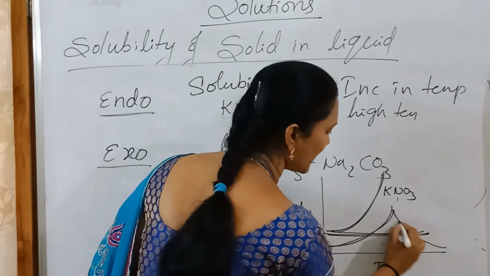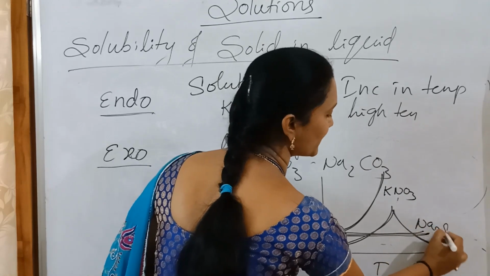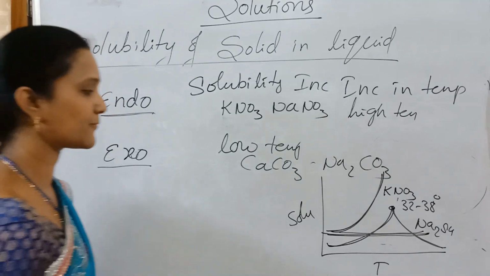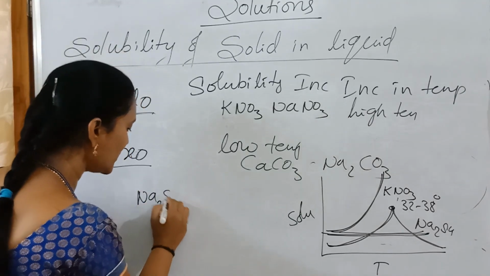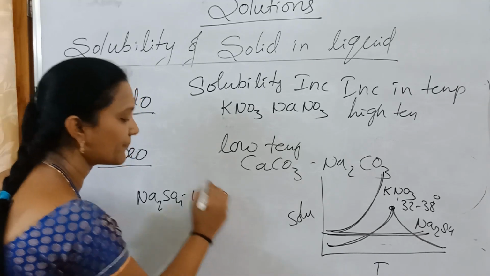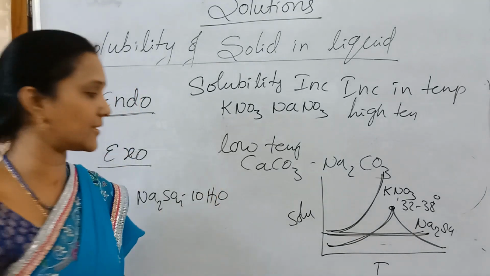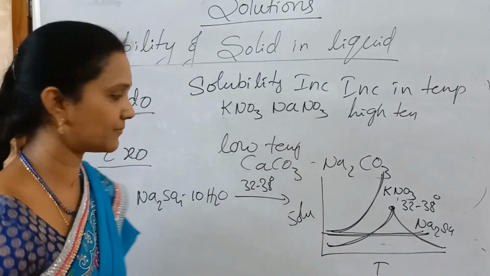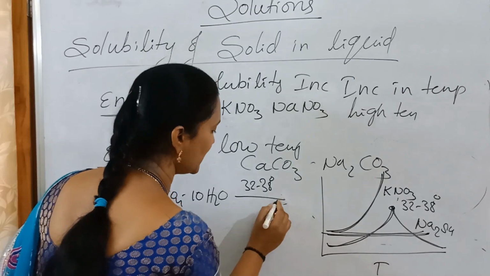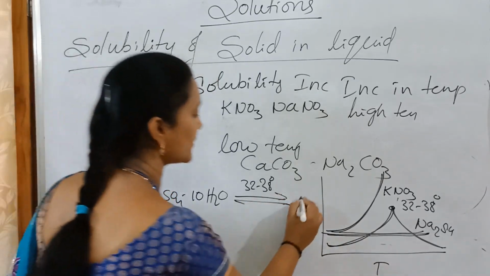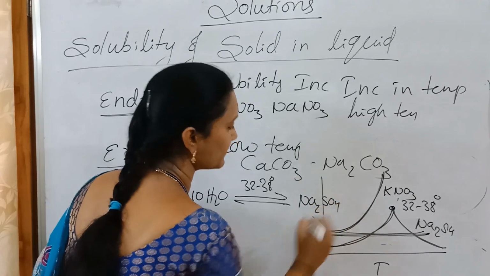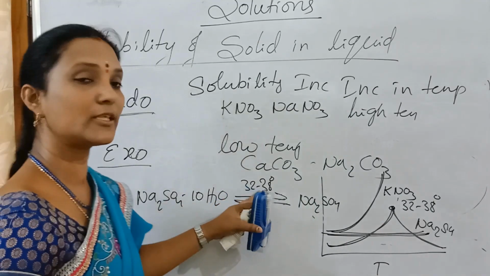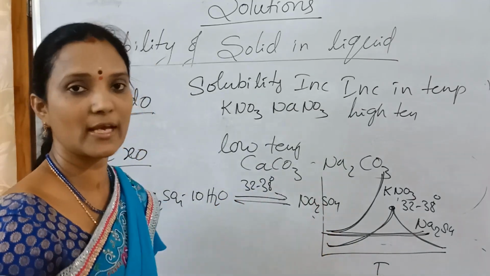And what is this one? This is a very important one. It is Na2SO4, where the temperature is 32.38 degrees centigrade. Na2SO4·10H2O. What is the common name of this one? Na2SO4·10H2O is called Glauber's salt. Now at 32.38 degrees centigrade, if it is heated, it loses water and changes to Na2SO4, and H2O is formed.